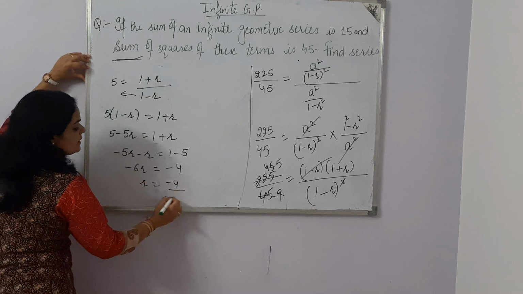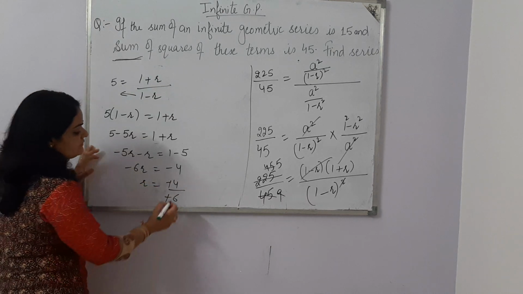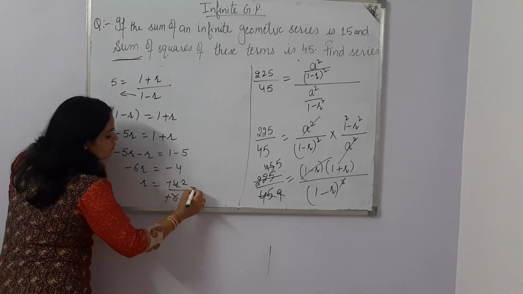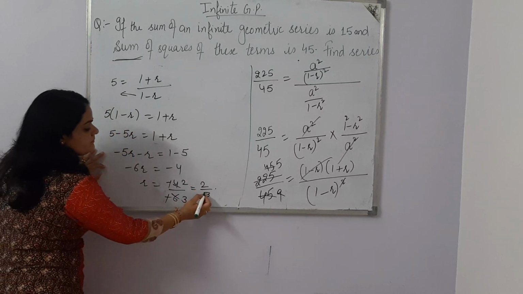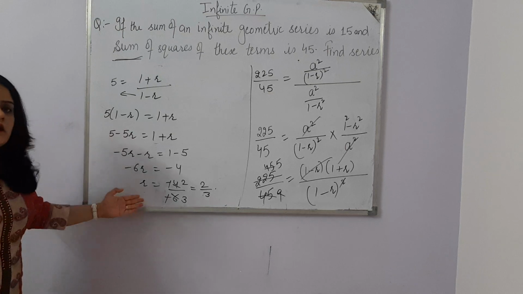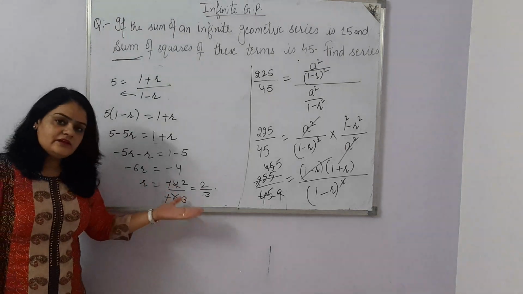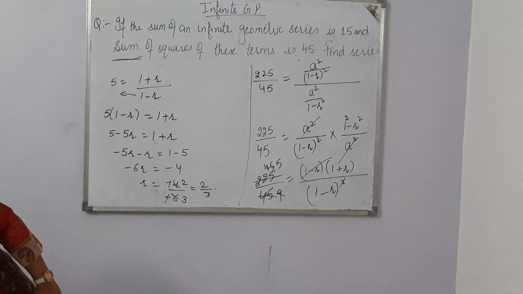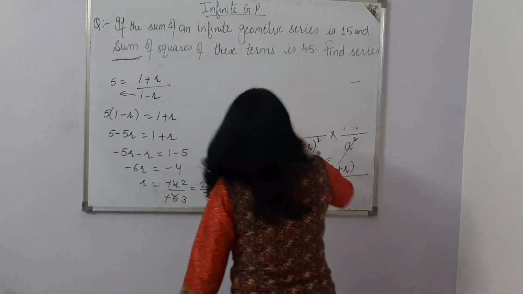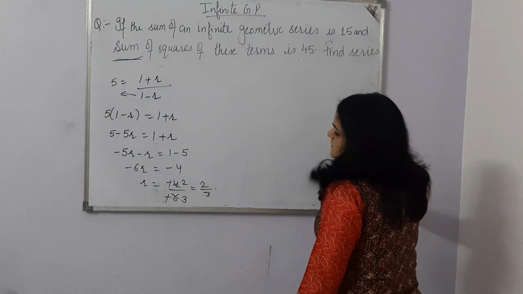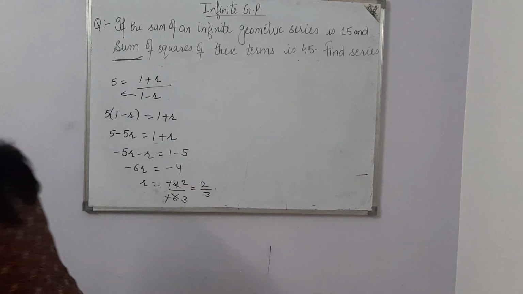It is minus 4 by minus 6. Negative sign will cut with negative sign. 2 3s are 6, 2 2s are 4. So r is 2 by 3. Here we get r is equal to 2 by 3. We also need the small a, that means the value of a we need. Now we'll substitute the value of r in the first equation.